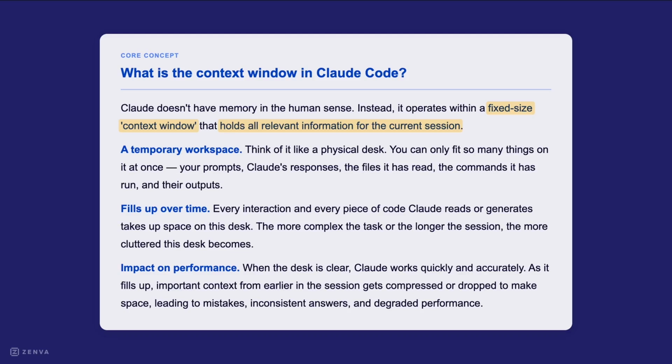It's the short-term memory. Think of it as your workspace, like a desk holding your prompts, Claude's answers, files read, and commands run. This workspace fills up. Each interaction takes up space, and the longer you run the session, the more cluttered it gets. This clutter affects performance. To make room, old context gets compressed or dropped, leading to mistakes and bad answers.